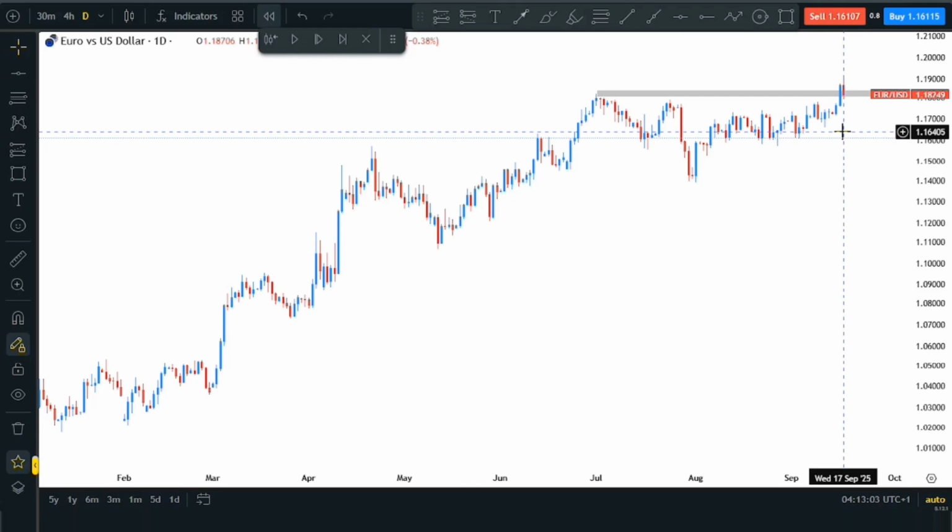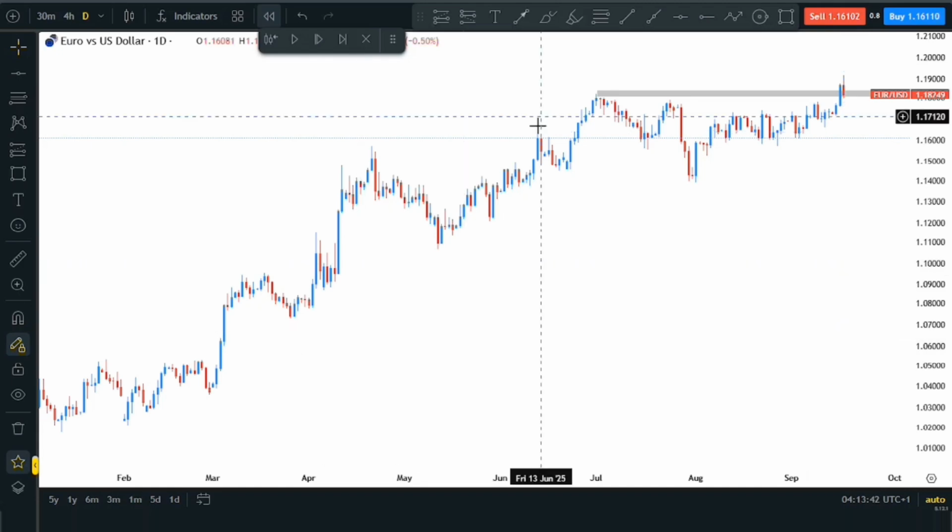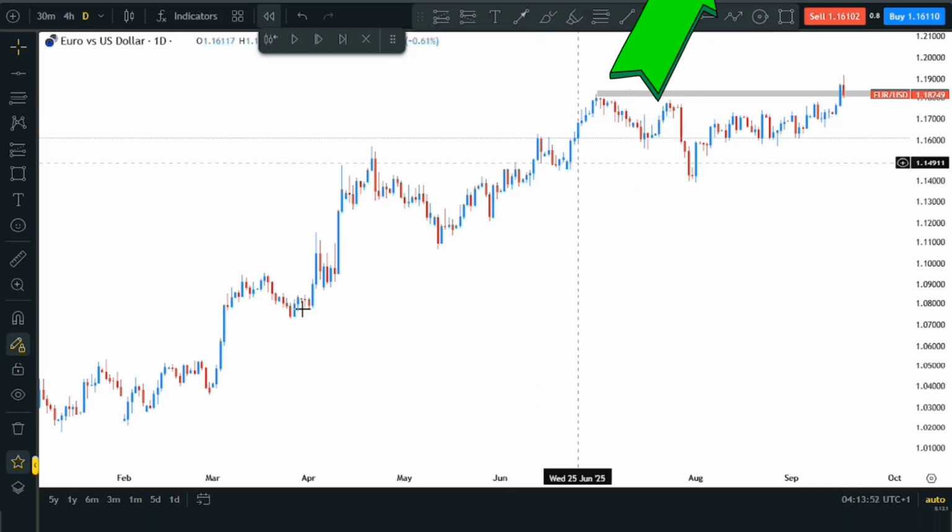What I do on the higher time frame is to establish the current market direction. The market is currently breaking structure to the upside. This is a clear signal that the buyers are in control of the market. But when it gets to this point, the market got rejected here for the first time.